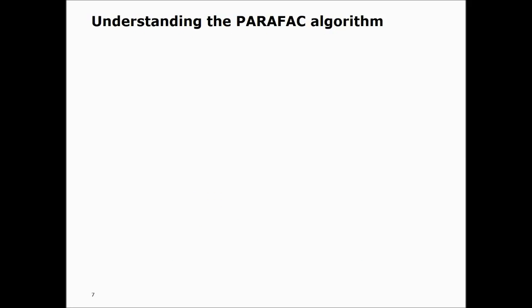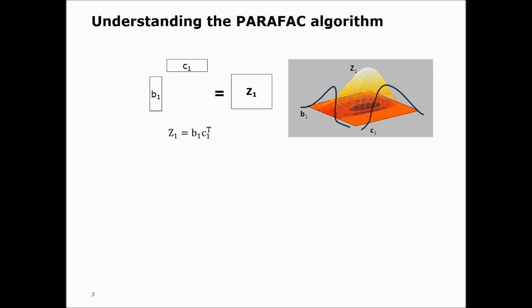In order to understand the PARAFAC algorithm, we're going to take a step back, and instead of looking at complex mixtures, we're going to demonstrate this on a simple fluorophore that can also be modeled using PARAFAC. A simple fluorophore, one single fluorophore, is represented by emission and excitation spectra. So that is B1 for the emission spectrum and C1 for the excitation spectrum of this single fluorophore. And the product of both equals Z, which is the emission excitation matrix of this particular fluorophore.